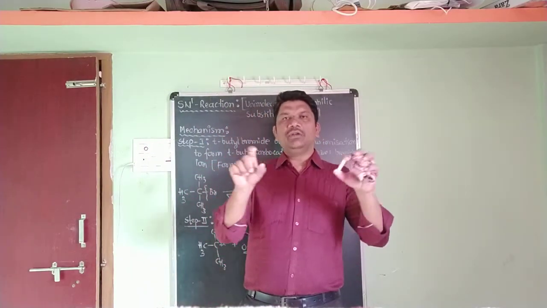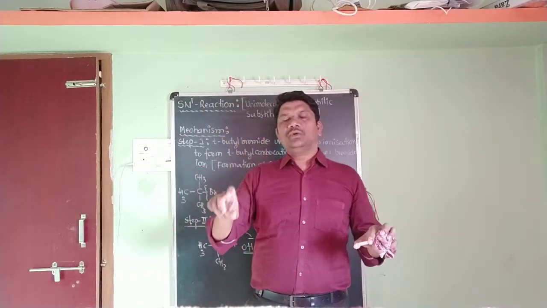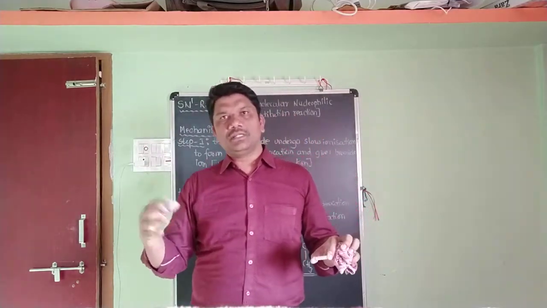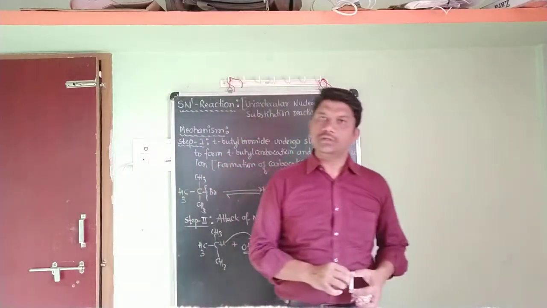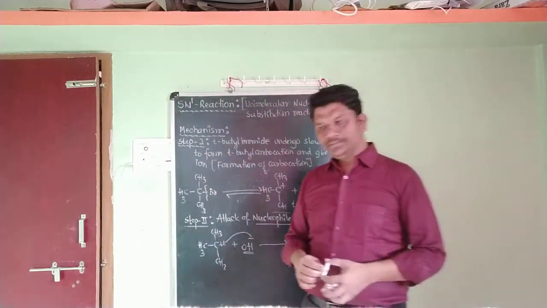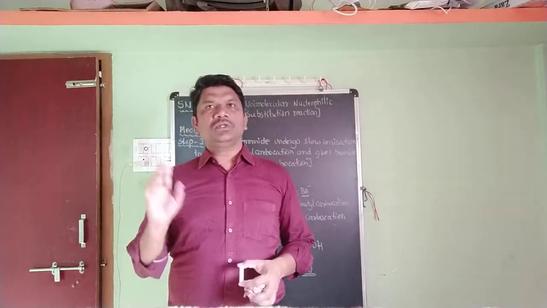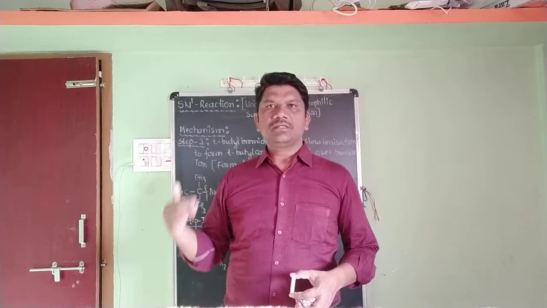So first you have to write down one general reaction: tertiary butyl bromide undergoes hydrolysis with aqueous NaOH to form tertiary butyl alcohol. Then you have to write down the mechanism. That mechanism involves two steps, first step and second step.